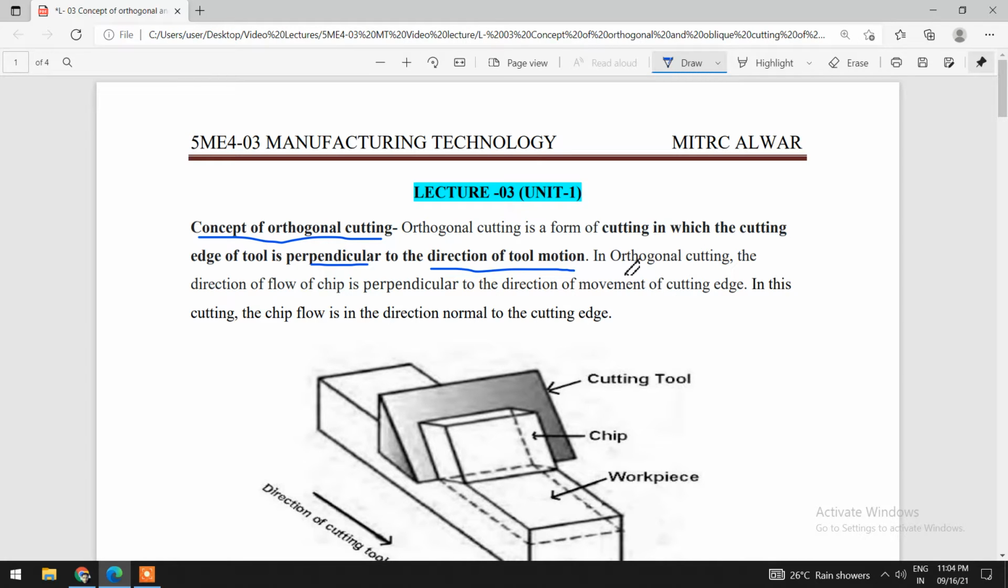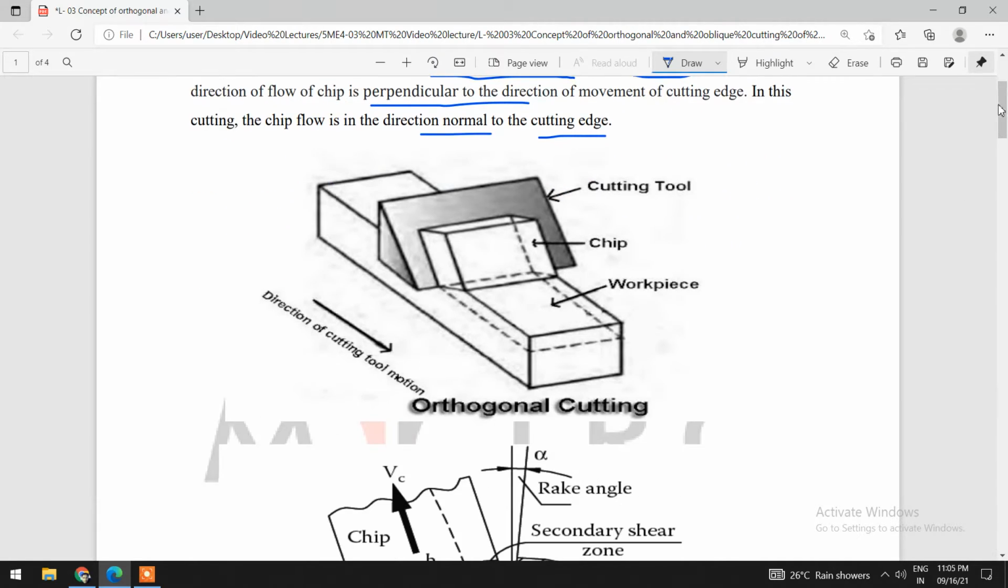So in orthogonal cutting, the direction of flow of chip is perpendicular to the direction of movement of the cutting edge. In this cutting, the chip flow is in the direction normal to the cutting edge. So these are the main features of the concept of orthogonal cutting.